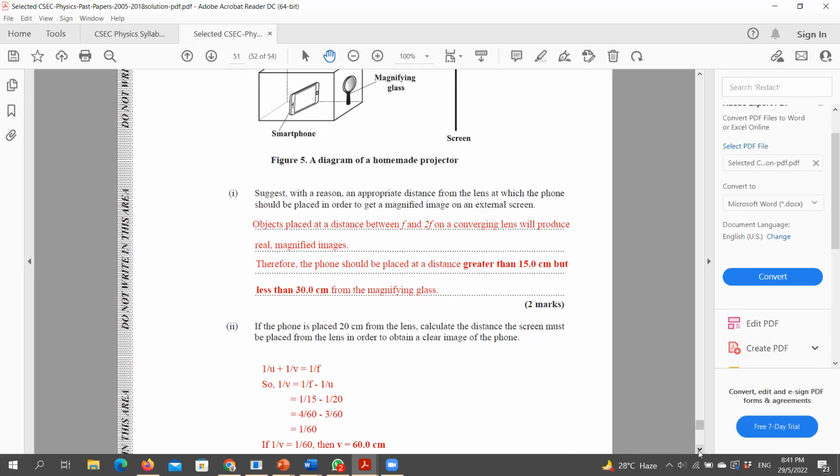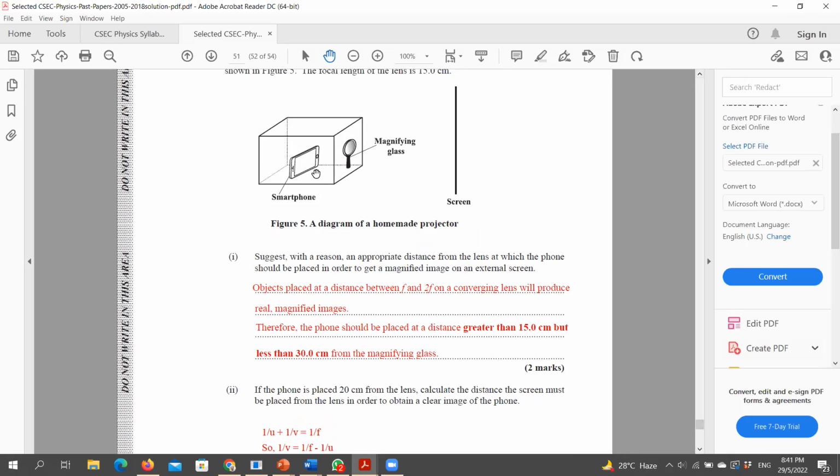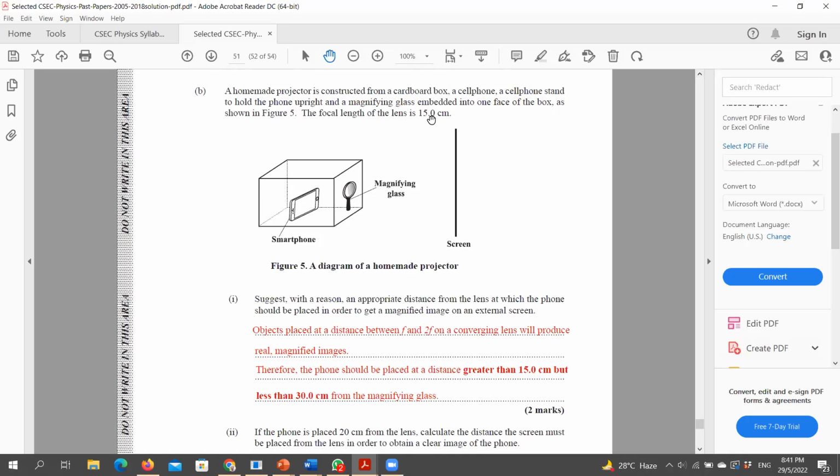This question is a lens question, and it shows how a homemade projector can be made by using your phone and a magnifying glass. Now, we're asked to suggest the distance that the phone must be placed to get a magnified image on the screen. Since the focal length of the magnifying glass is 15 centimeters, we do not wish to put it at 15.